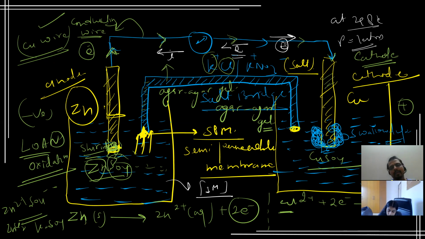E cell is the potential generated by electron motion from anode to cathode, and there is a resistance. This resistance generated potential is called the E cell, the electromotive force. This is also known as the electromotive force. Any other doubt? No, that's good. Okay, cool.